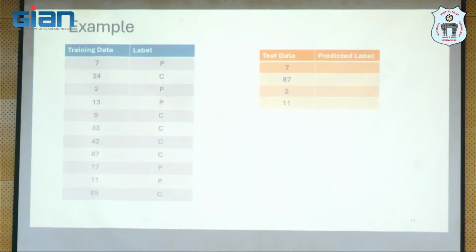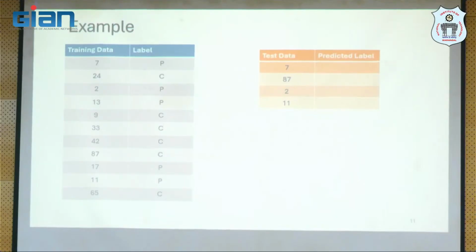Okay, 30 seconds is over. So if you have to predict the labels, please do that. Okay, 5, 4, 3, 2, 1. I hope everybody is able to predict the label of these test points.